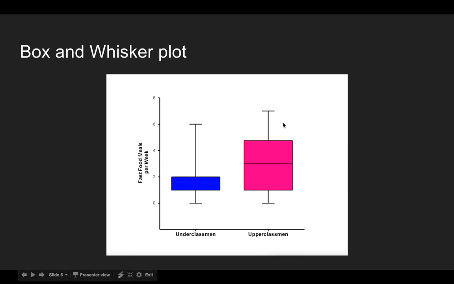So you'll notice that the upperclassmen's data is more widely spread out. It takes up more of the data in between the minimum and maximum, compared to the underclassmen, whose maximum is just way above the third quartile. So we'll talk more about that later.